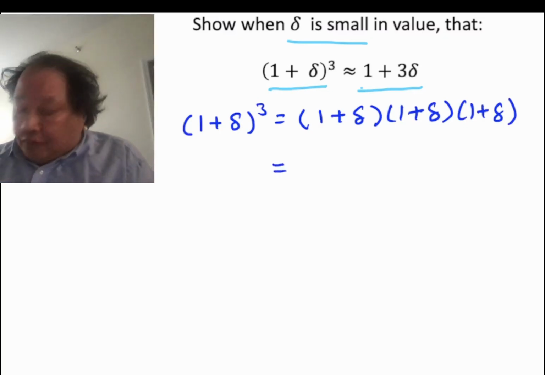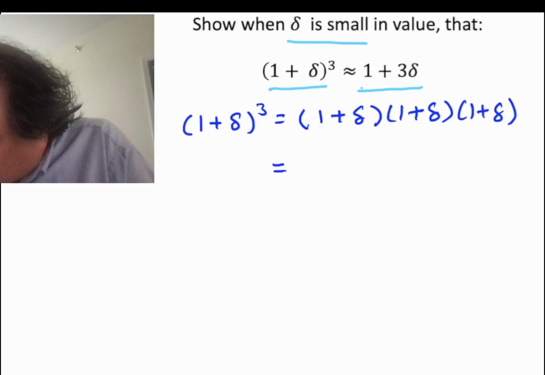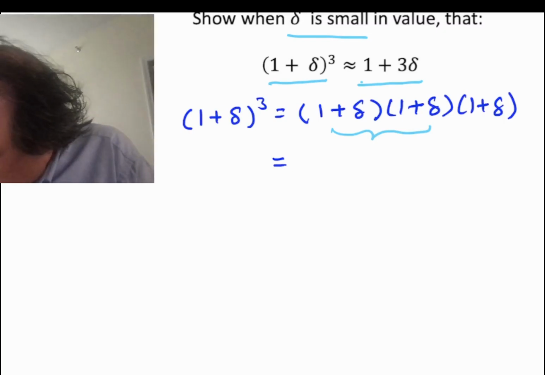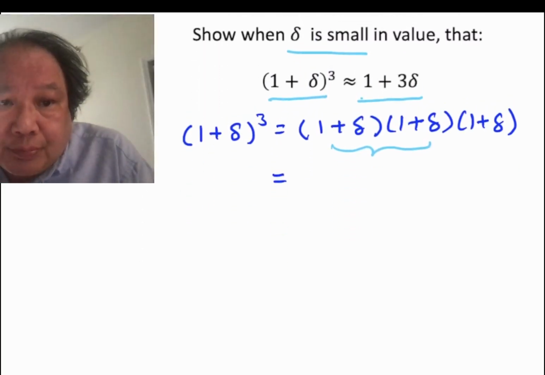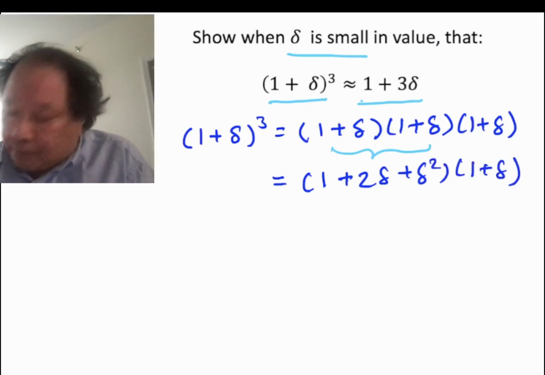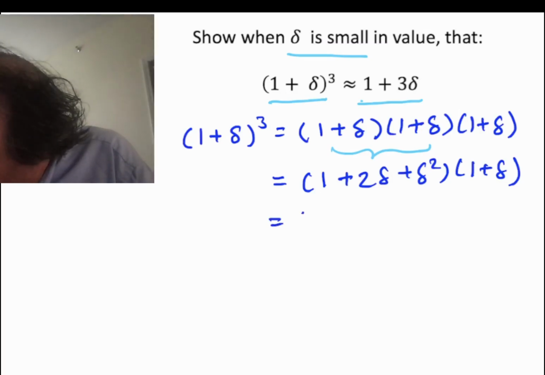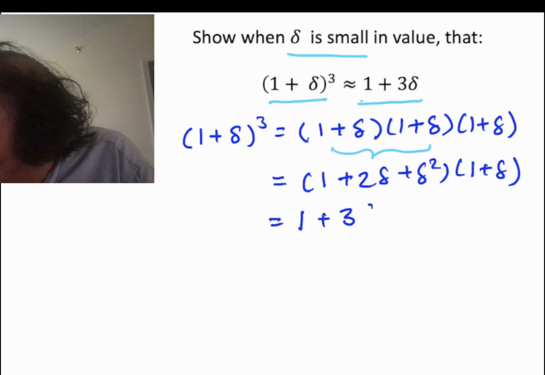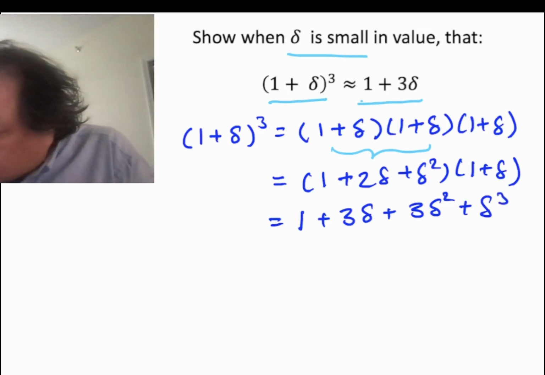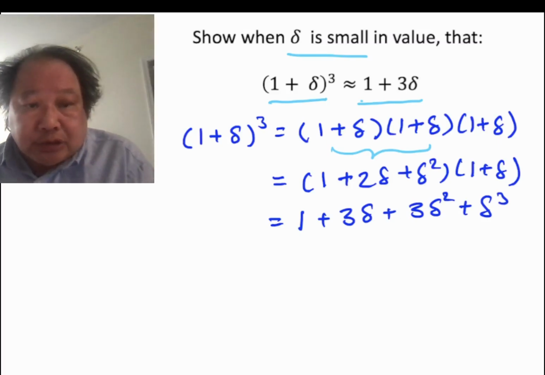We can expand the first two (1 + delta)s, and if we expand them, we will get 1 + 2 delta + delta squared, times the remaining (1 + delta). And if we continue our expansion, we'll get 1 + 3 delta + 3 delta squared + delta cubed. And we're interested in the case where delta is a small number.